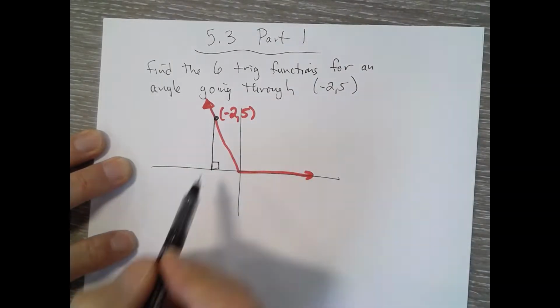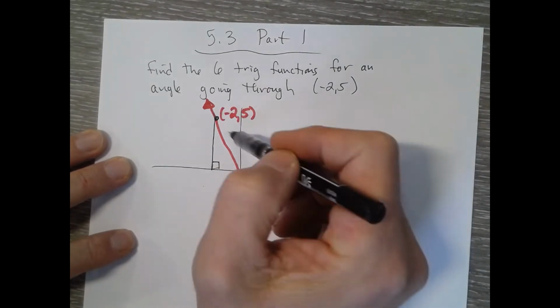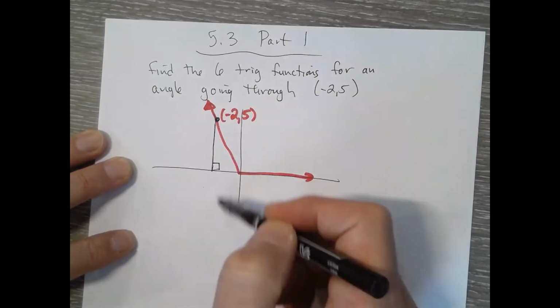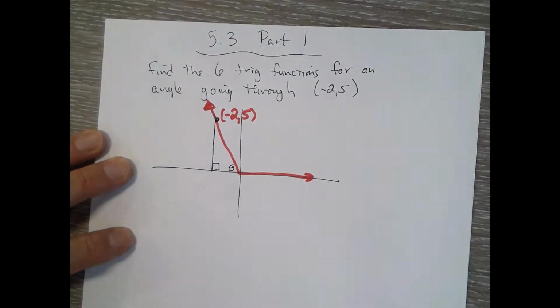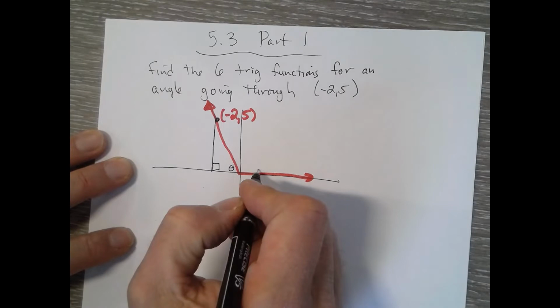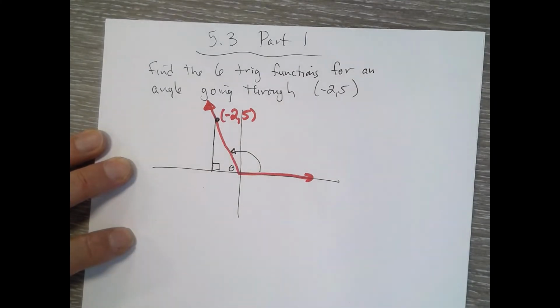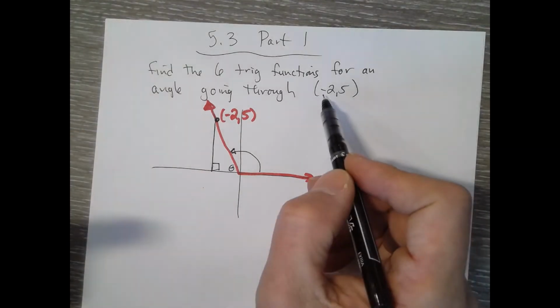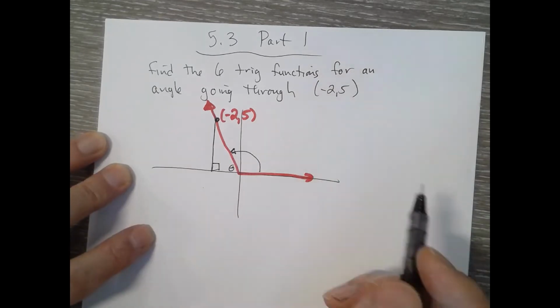So we have a right triangle. This is called a reference angle. From this angle, we go either straight down or straight up to the x-axis, and that produces a reference angle. So we know that our angle, red angle, is this big, but we'll use the reference angle to find the 6 trig functions. So we can use the fact that it's -2, 5 to find the sides of our triangle.